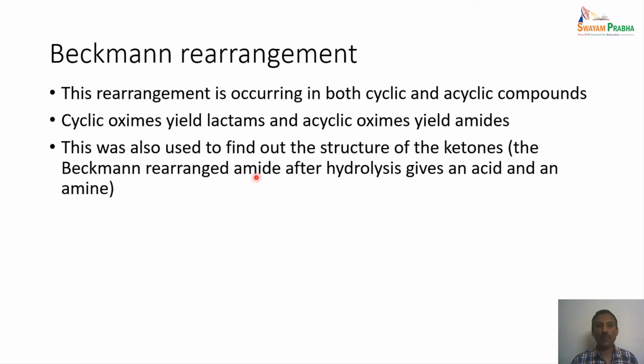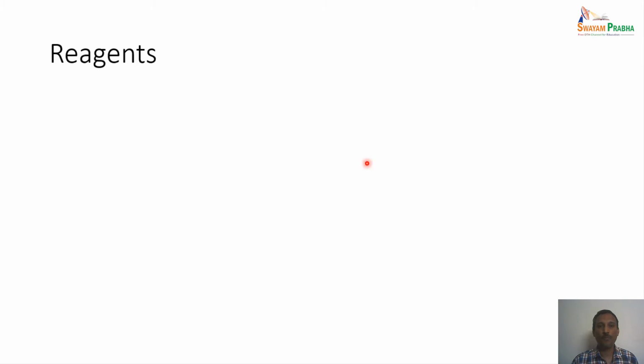That rearranged amide derivative is hydrolyzed, and the amide on hydrolysis gives an acid and an amine. Based on which acid and which amine are obtained, since the acid is acidic in nature and the amine is basic in nature, it is very easy to identify them. From that we can backtrack and identify what the starting ketone was. This was one of the earlier methods for identifying the structure of ketones using the Beckmann rearrangement.